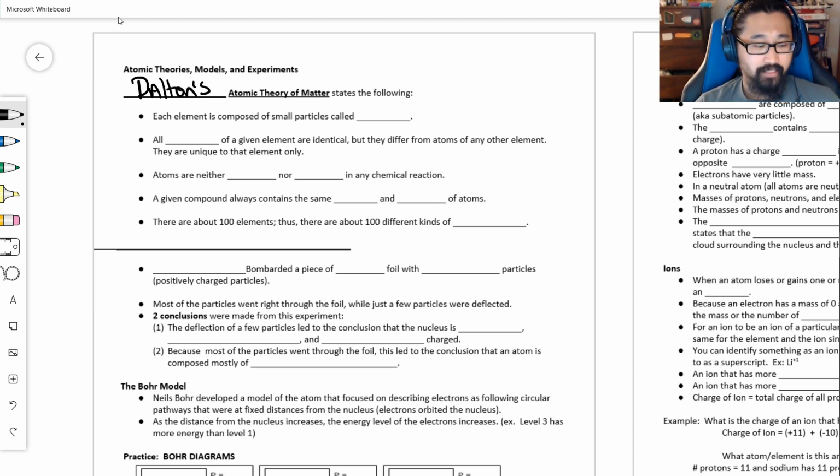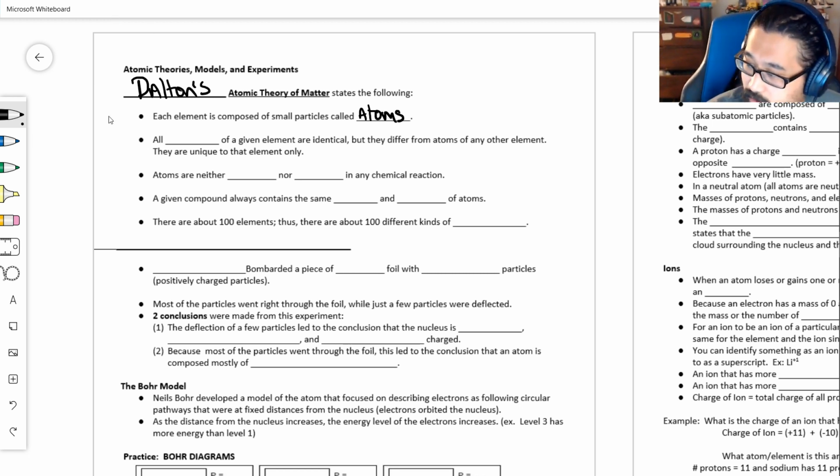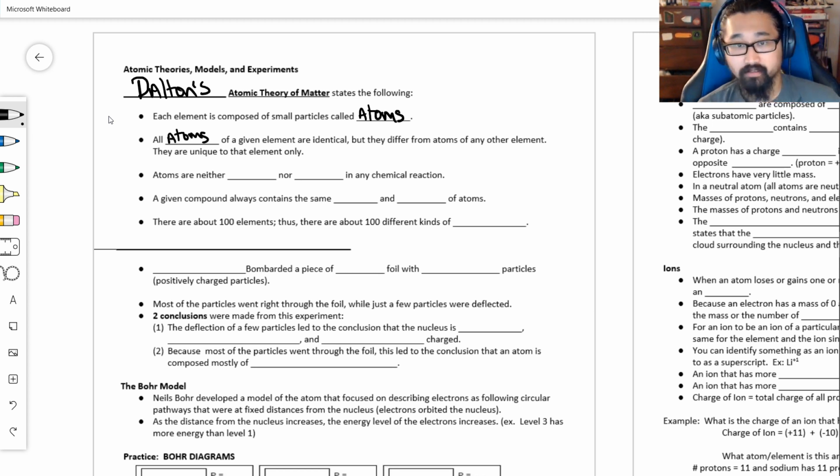John Dalton. We attribute him with one of our first atomic theories of matter. And it said a few things. A lot of what he said was right. He got a couple of things wrong, but win some, lose some. He believed that every element was composed of small particles called atoms, so that was fine. And he believed that all atoms of a given element were identical, but they're different from atoms of other elements. So far, he's kind of 2 for 2 here.